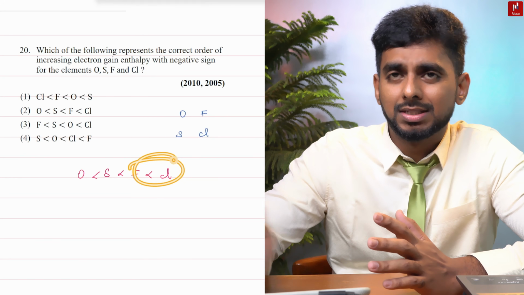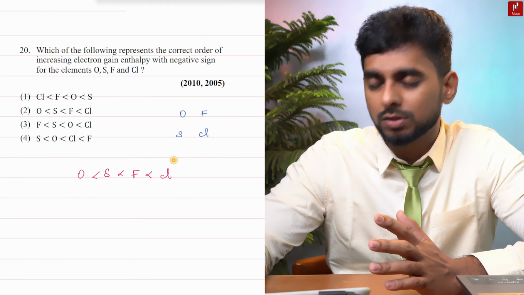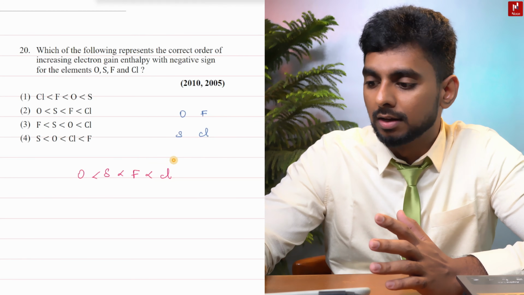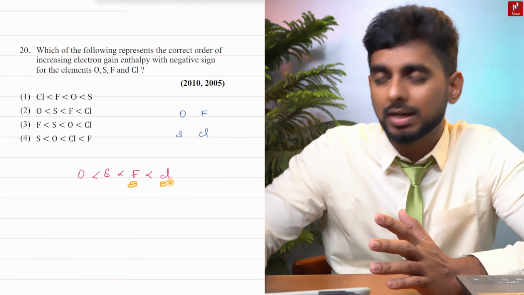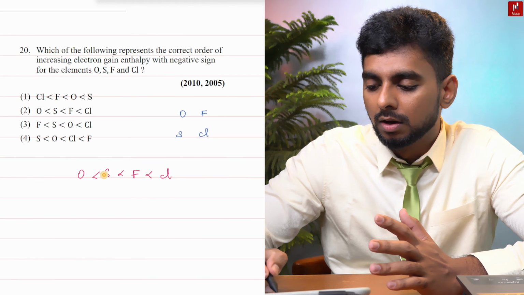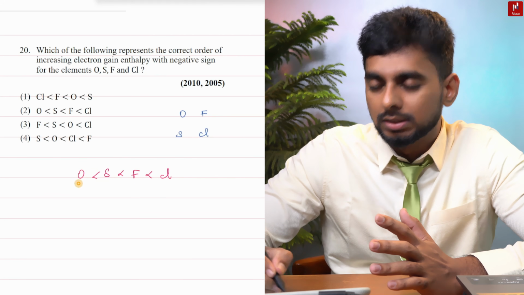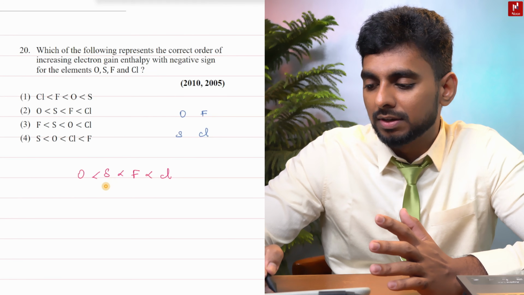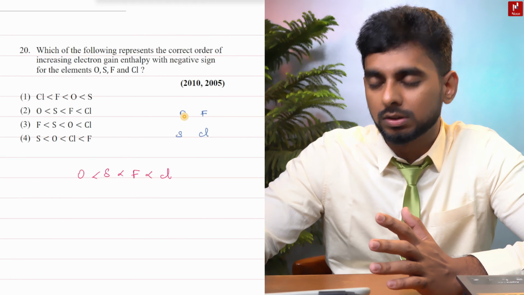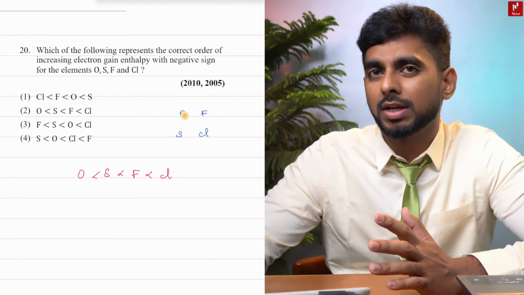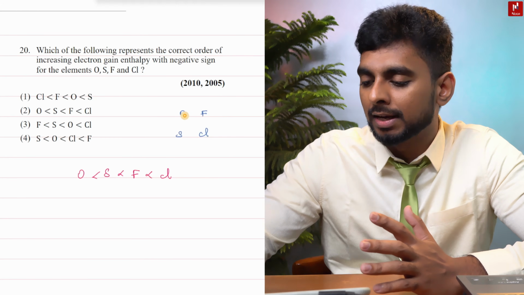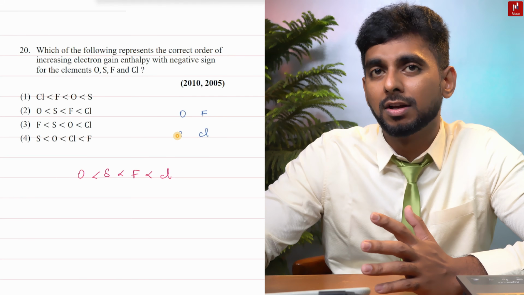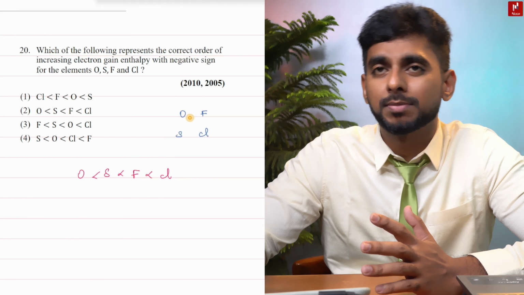Fluorine and chlorine, as they are towards the extreme right, have the maximum electron gain enthalpy. Therefore fluorine and chlorine have the maximum electron gain enthalpy when compared to the oxygen family. In the oxygen family, the order we expect is oxygen having the maximum electron gain enthalpy, but that's not how it is because that's an exception. Therefore, sulfur will have a higher electron gain enthalpy than oxygen.